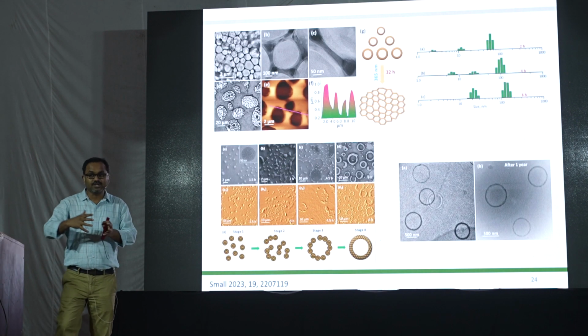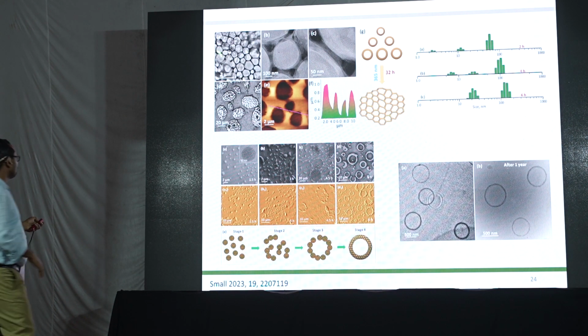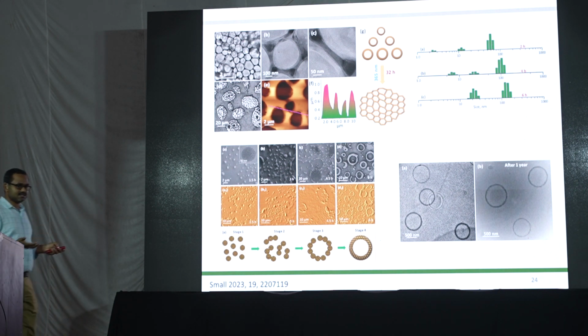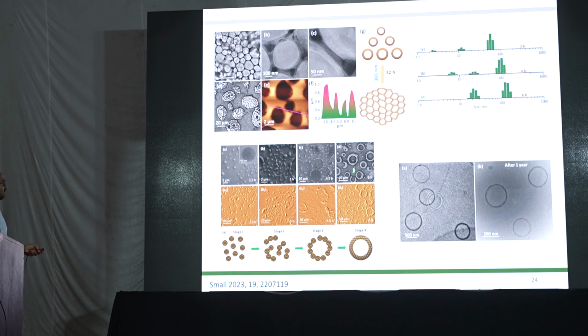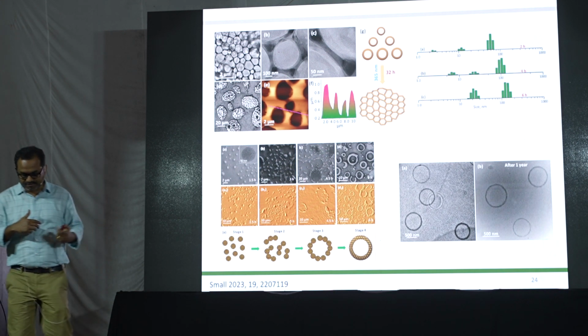These toroids, when you illuminate again for a long time, we see that they fuse and form these honeycomb superstructures. And we also studied in situ how the assembly is happening. So from here we see that individual spherical assemblies are forming, they fuse and form toroids. And we also studied the stability of the toroids for a long time. That was the question from the viewers.